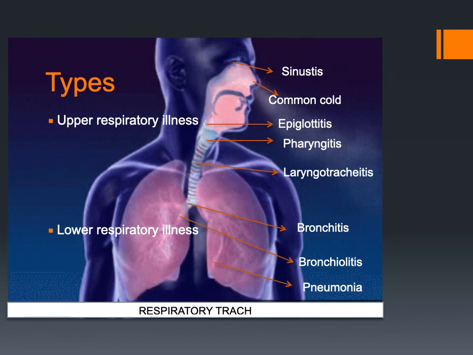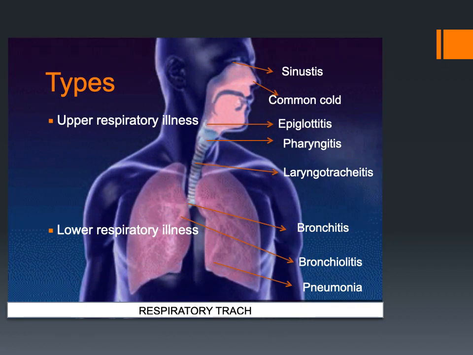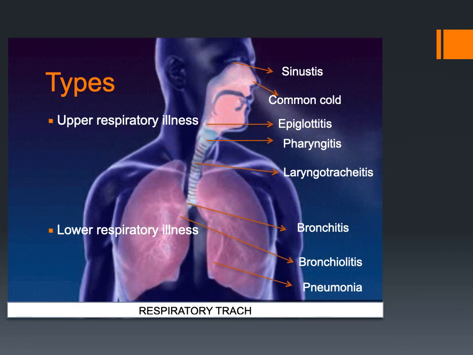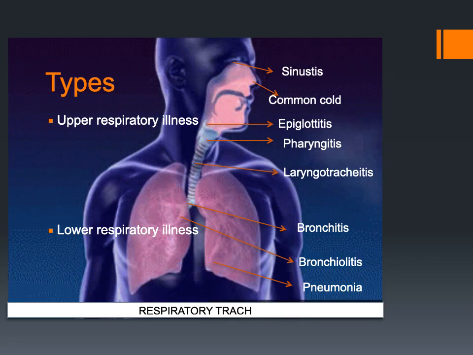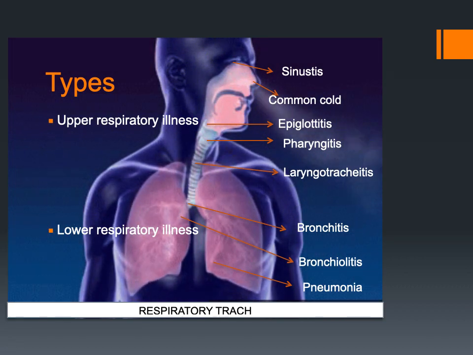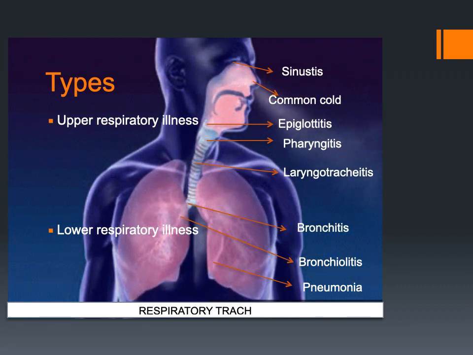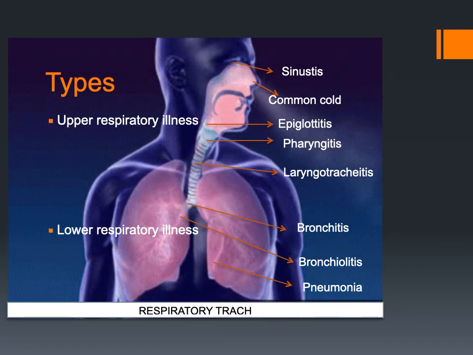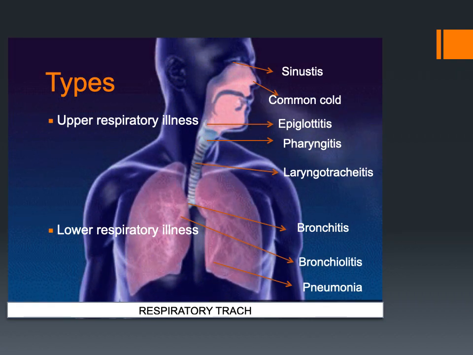So what is meant by sinusitis? Sinusitis is nothing but if the region around the nasal passage is inflamed, then it is called sinusitis. The patient might have face pain, or a running nose, or headaches. These are some of the symptoms of sinusitis.